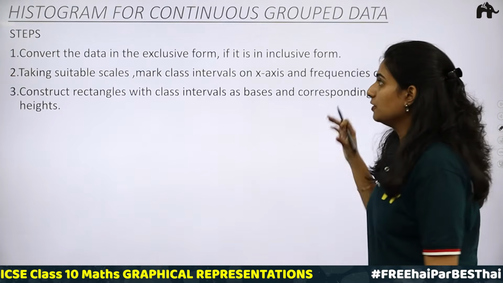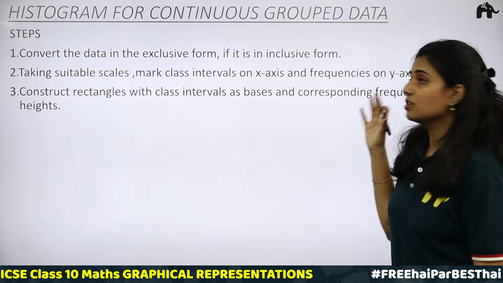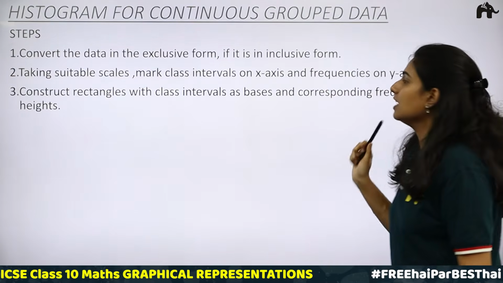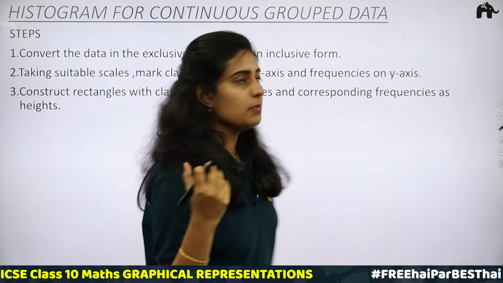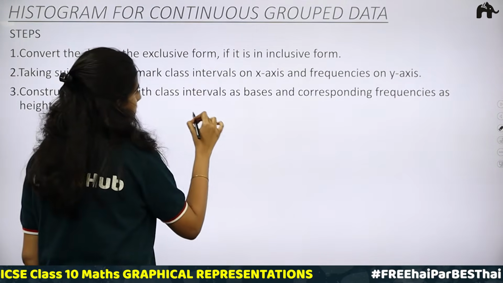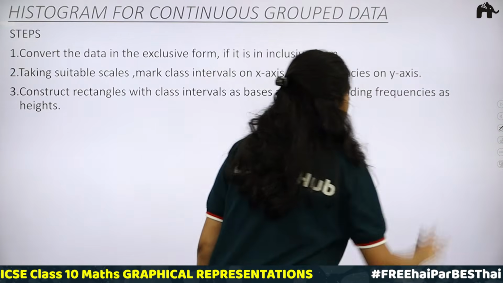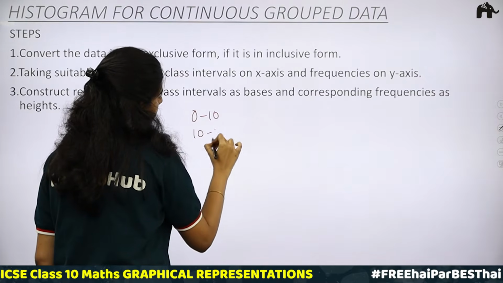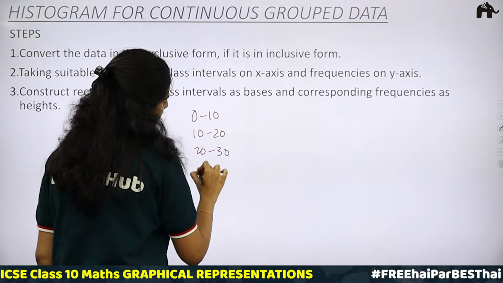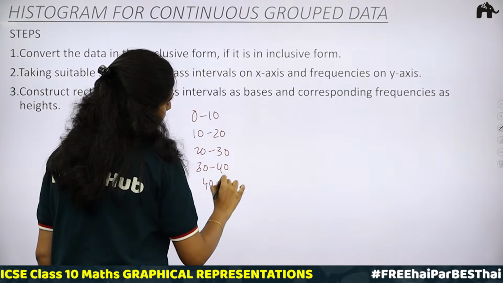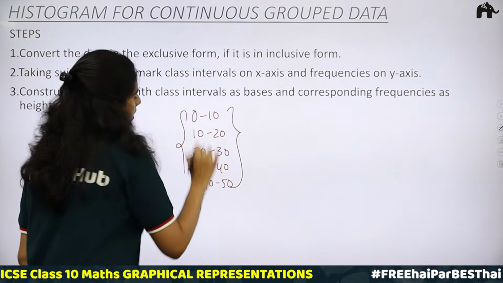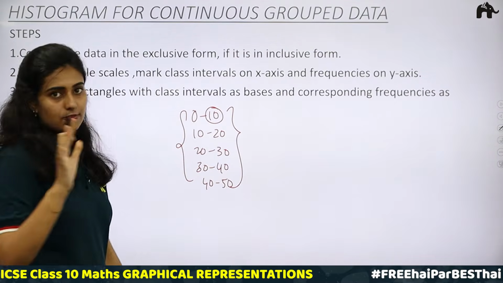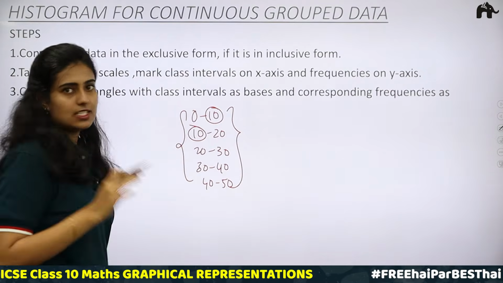So these are the steps to be followed to draw a histogram for continuous grouped data. The first step is to convert the data into the exclusive form if it is in the inclusive form. What are exclusive and inclusive forms? If you have an interval given like 0 to 10, 10 to 20, 20 to 30, 30 to 40, 40 to 50, this is the exclusive form. Here there is a continuity, that is, the upper limit of the first interval and the lower limit of the second interval are the same.